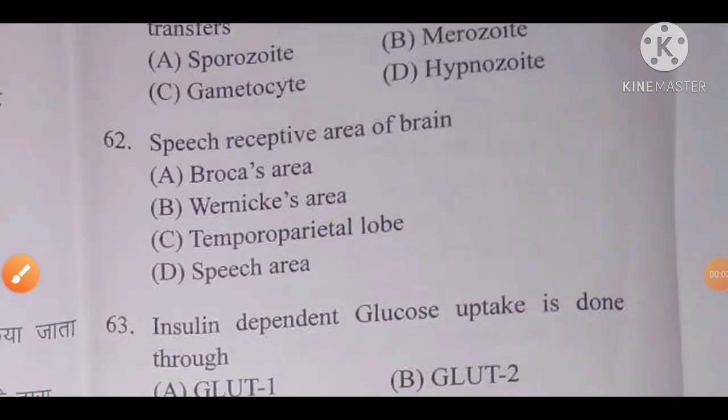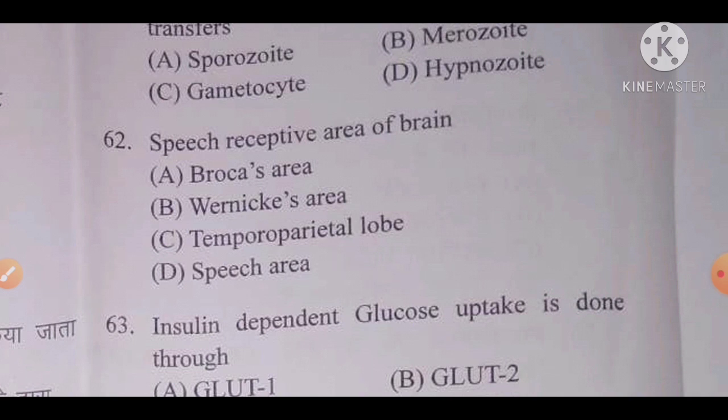Speech receptive area of brain is option A, Broca's area, B, Wernicke's area, C, temporoparietal lobe, D, speech area. And the fact available regarding this question, it is in brain, speech area is generally divided into two areas. One is Broca's area, second is Wernicke's area. Broca's area has motor neurons for speech production, whereas Wernicke's area contains the neurons to receive the signals of speech.